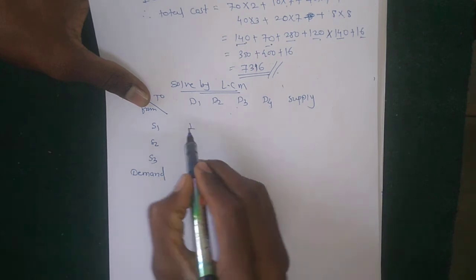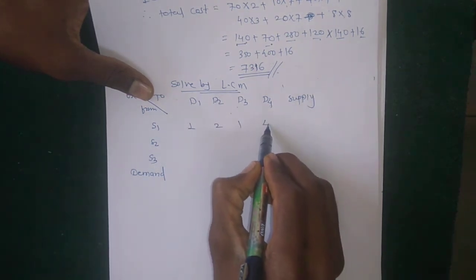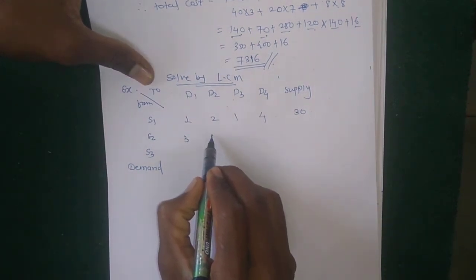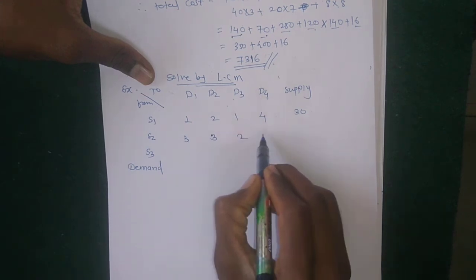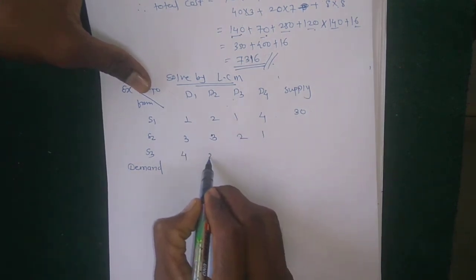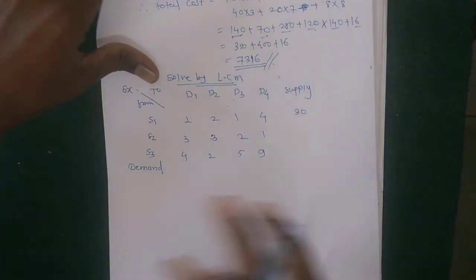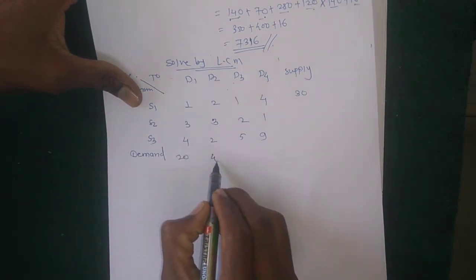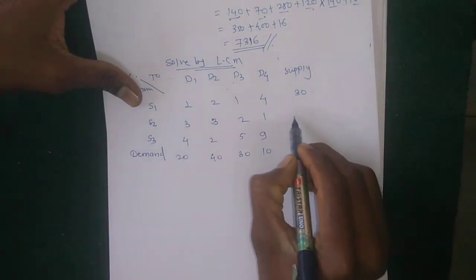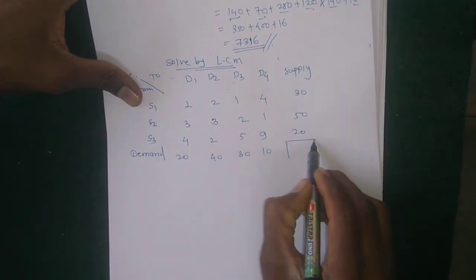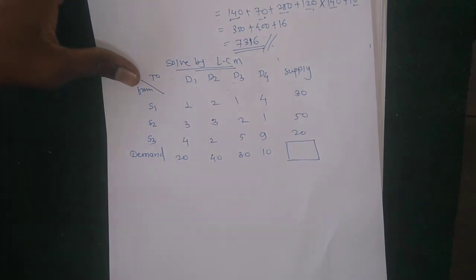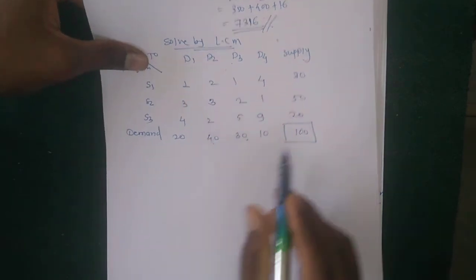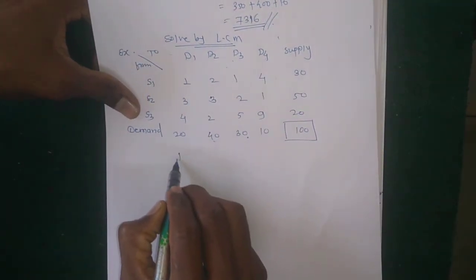Taking their values: 1, 2, 1, 4 and supply is 30. Then 3, 2, 1, and then next is 4, 2, 5, 9. Demand is given as 20, 40, 30, 10, and here also 50 and 20. So is total supply equal to total demand or not? Here 40, 30, 70, 100, and here also 100. So total supply is equal to total demand.